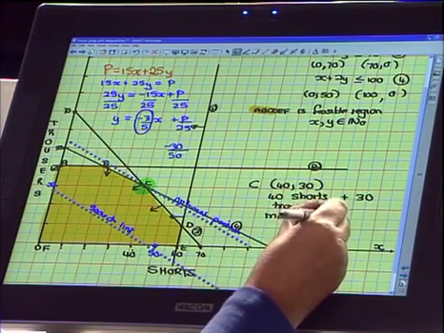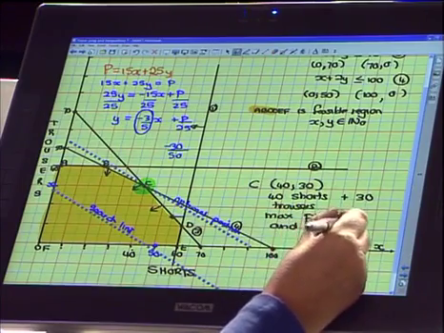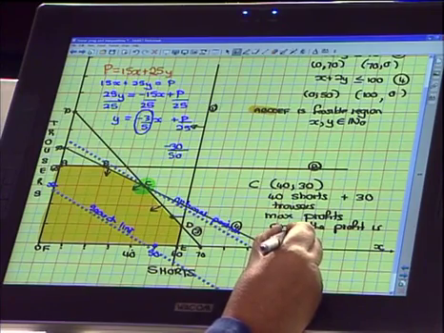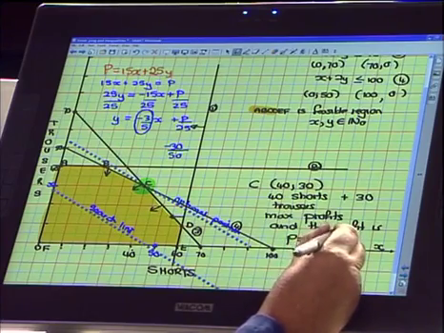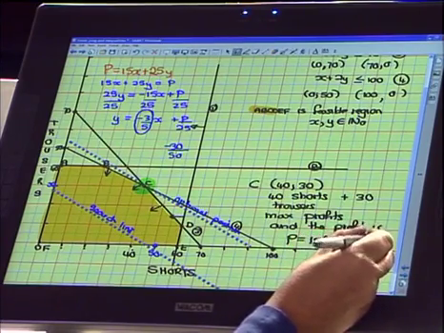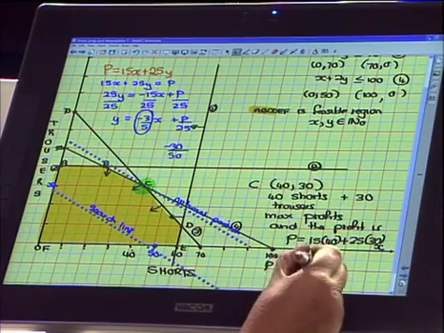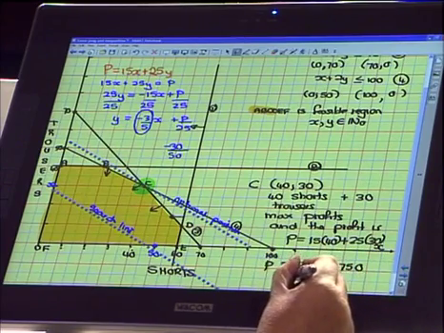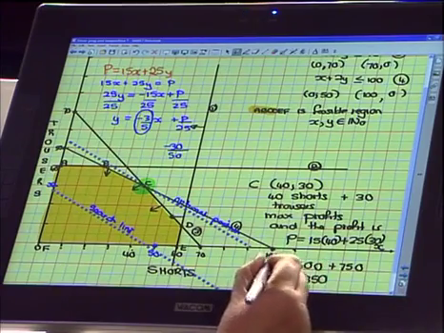maximizes profits, and the profit is, and what you would do now is you would substitute into this equation. So P is equal to 15 times 40 plus 25 times 30. All right, it won't harm us to do some arithmetic. So that's 600, I hope. And this here is going to be 750. And if we add that up, we're going to get 1350. And so that's our maximum profit.